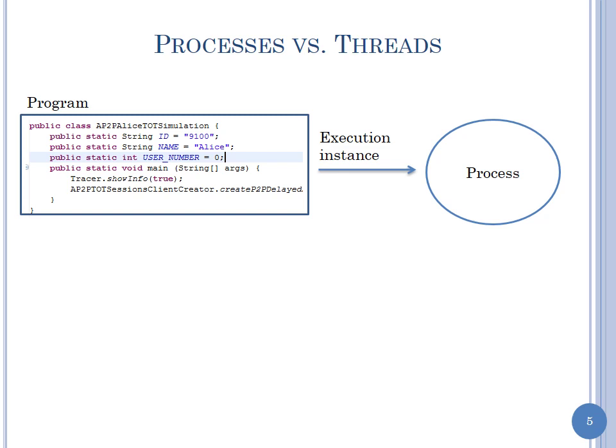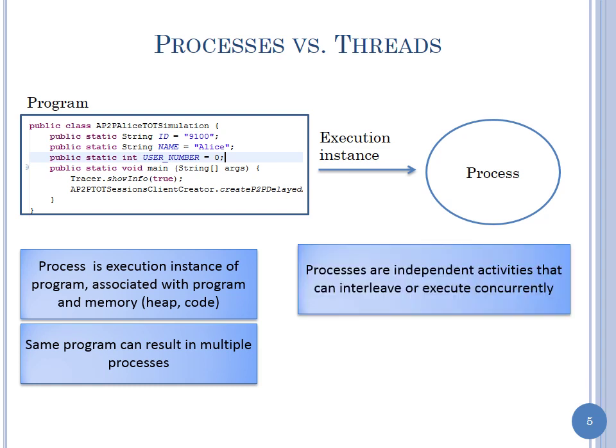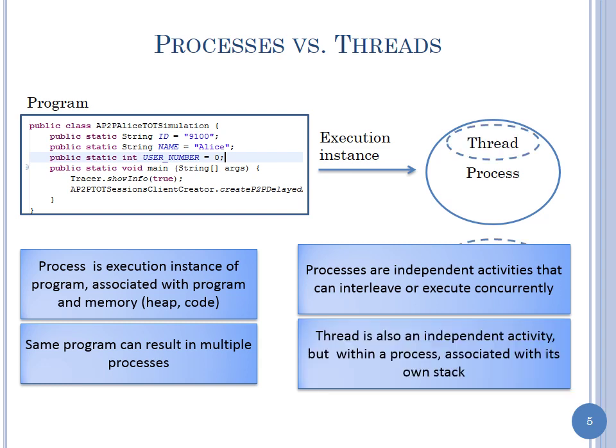So, you take a program, you execute it, you get a process. And the process has got some code. It's got also static variables. That's what belongs to a process. Same program can result in multiple processes, so I can have 2 Eclipse instances running, 2 Word instances running. That's a process. And processes are independent activities. If you've got multiple cores, they can execute concurrently. Otherwise, they can interleave one after the other.